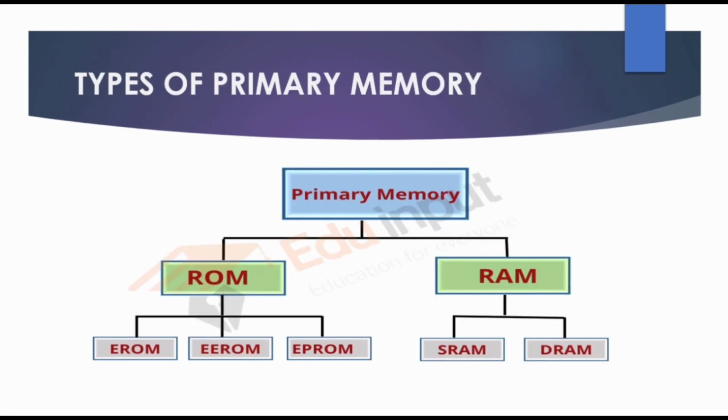Types of primary memory. In primary memory, there are two types, ROM and RAM. In ROM, there are three types, PROM, EPROM, EEPROM. And in RAM, there are two types, SRAM and DRAM.